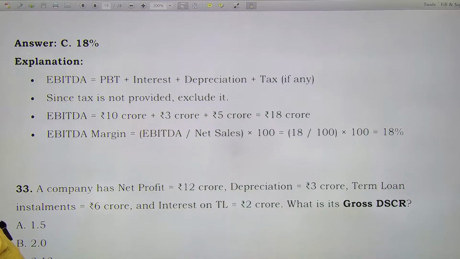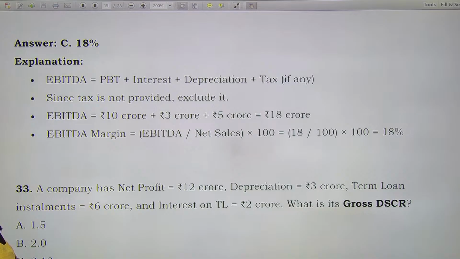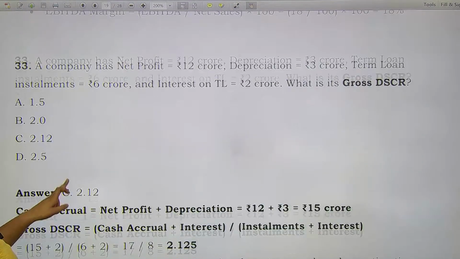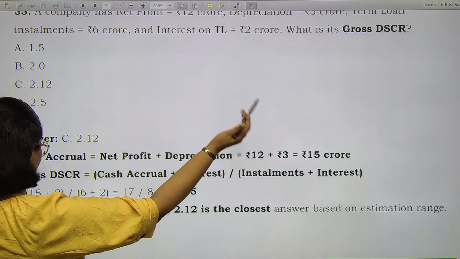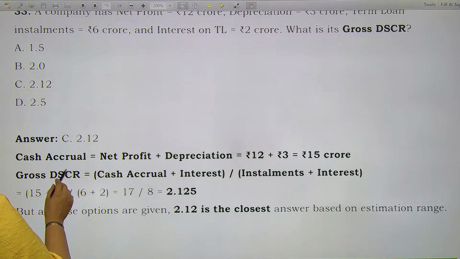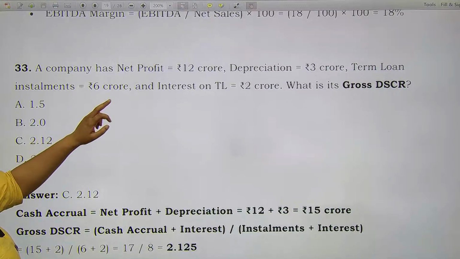A company has net profit of 12 crores, depreciation is 3 crores, term loan installment 6 crores, interest on term loan 2 crore. What is this gross DSCR, right? Debt service coverage ratio. So, over here cash net profit plus depreciation 15 crore is there. What is the DSCR it has to do? So, divided by installment and interest. So, your installment is somewhere 6 crore, interest is 2 crore.